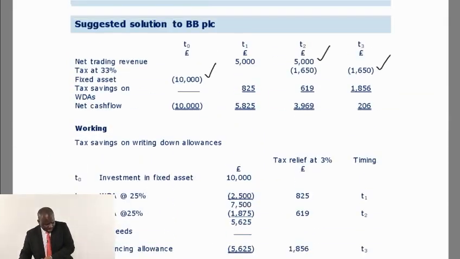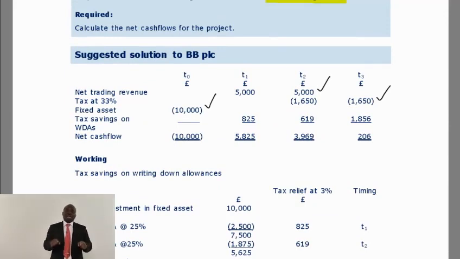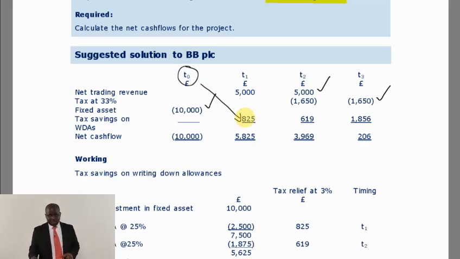Okay, be with me here. The capital allowance was claimed in advance. So the capital allowance was claimed in year 0, but tax is paid 1 year in arrears. That's why the tax savings on the capital allowance is coming to T1.